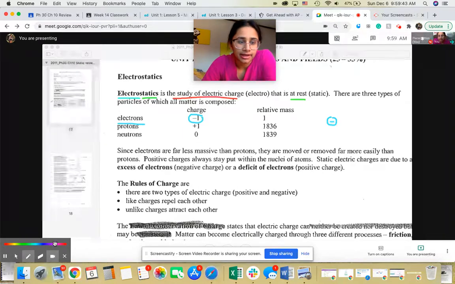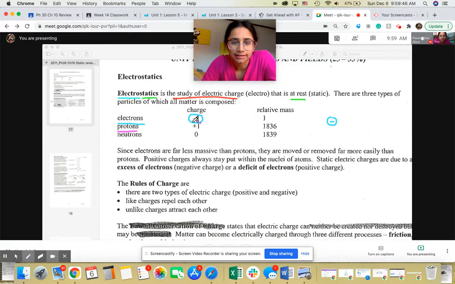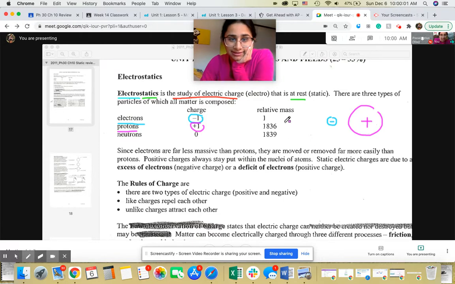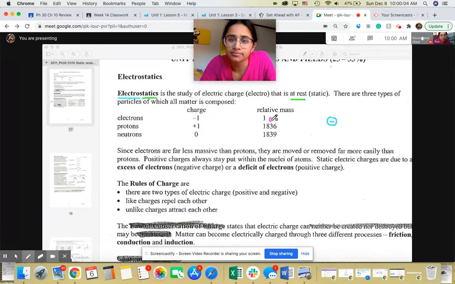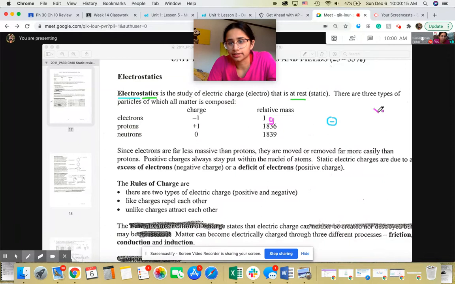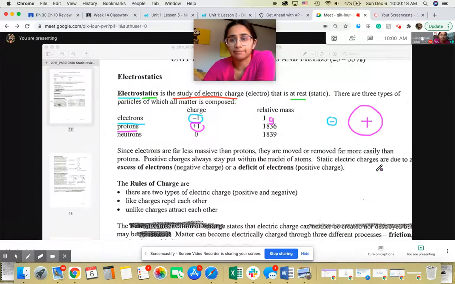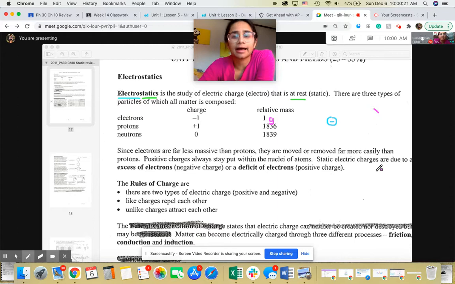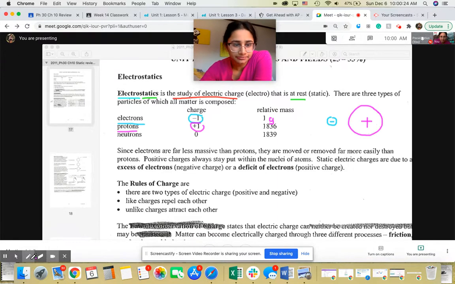The next one is the proton, and the proton has that +1 charge. It's a lot bigger in terms of relative mass. Relative to the mass of an electron, which let's just say is 1 gram, it is 1,836 times as much as the mass of an electron. So a proton is a lot harder to see moving, and that's why electricity is mostly going to be controlled by the electrons.